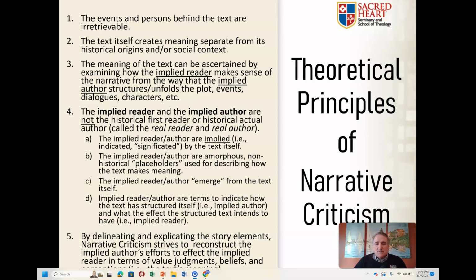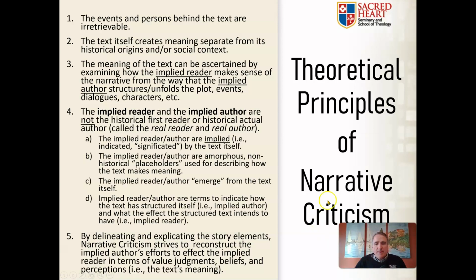So, the point here is that by delineating and explicating the story elements, narrative criticism strives to reconstruct the implied author's efforts to effect, that means to, so not affect, because that's getting to feelings, right? But effect the implied reader in terms of value judgments, beliefs, and perceptions. That is the text meaning, right? So that's what narrative criticism is trying to do.